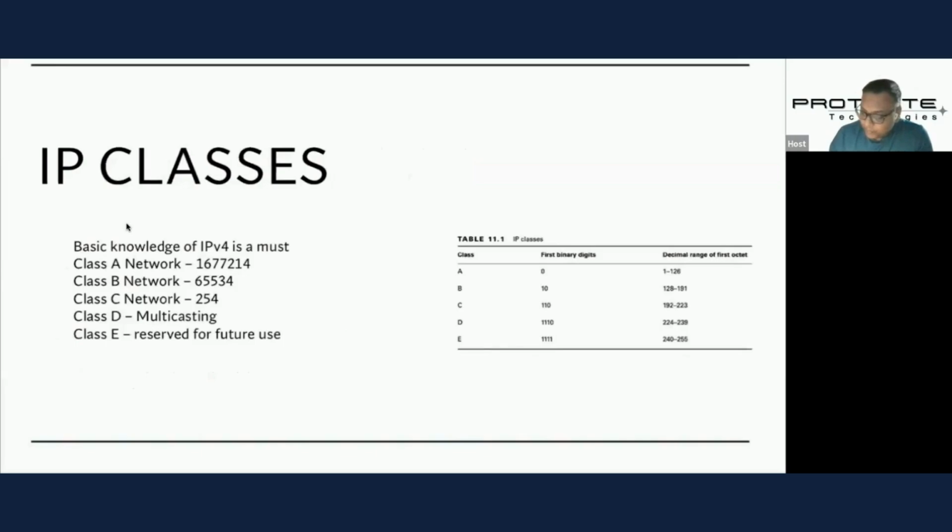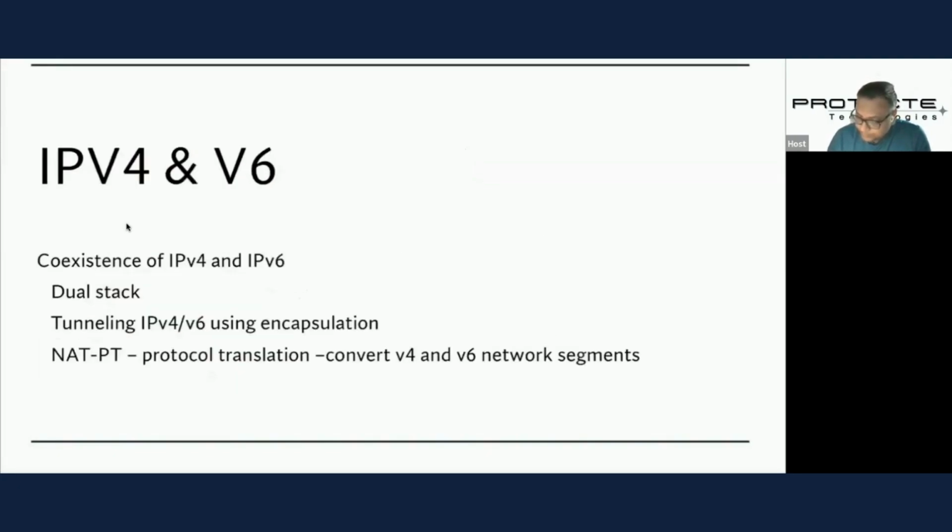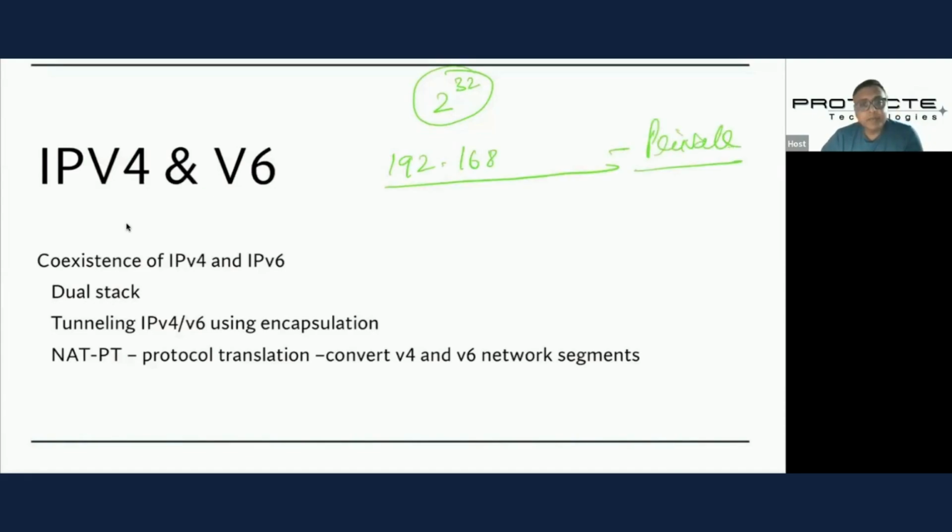Now, once you read about IP version 4 addressing, what you will come to know is that IP version 4 has a 2 raised to the power 32 address space, out of which the 192.168 series is kept for private addressing. That means anybody can use this address space for internal communication. This packet will never be routed to the internet.